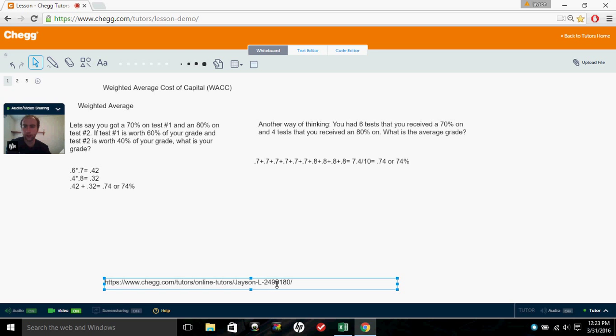Today we're going to be talking about weighted average cost of capital. Now, to start, it might be easiest to go over a weighted average.